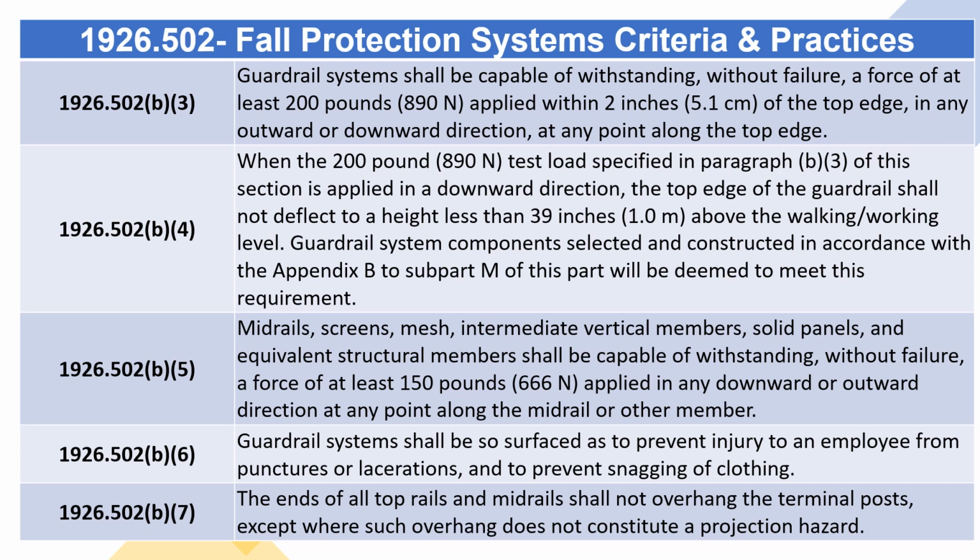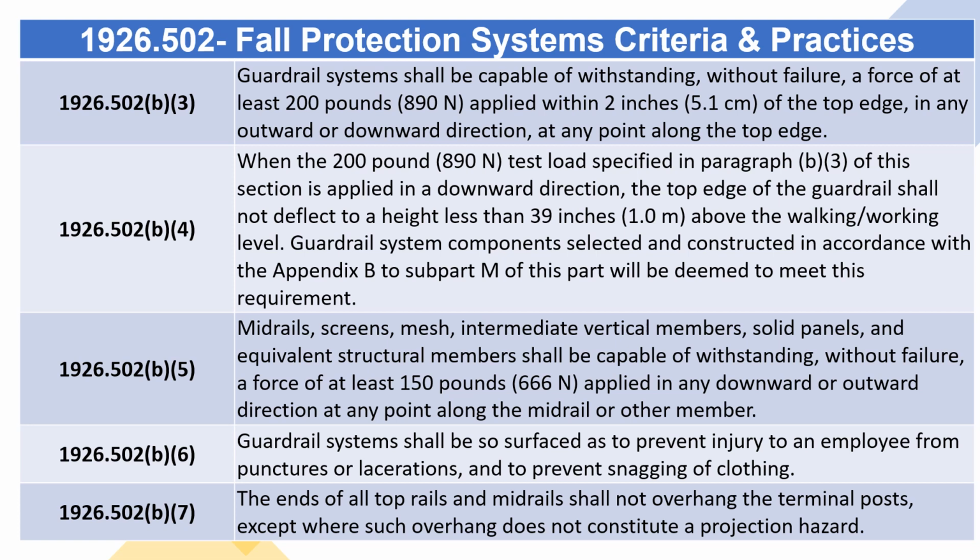1926.502(b)(4) When the 200-pound (890 newtons) test load specified in paragraph (b)(3) of this section is applied in a downward direction, the top edge of the guardrail shall not deflect to a height less than 39 inches (1 meter) above the walking/working level. Guardrail system components selected and constructed in accordance with Appendix B to Subpart M of this part will be deemed to meet this requirement.